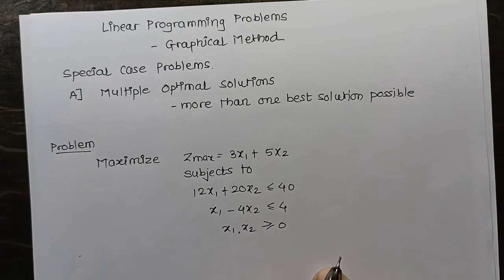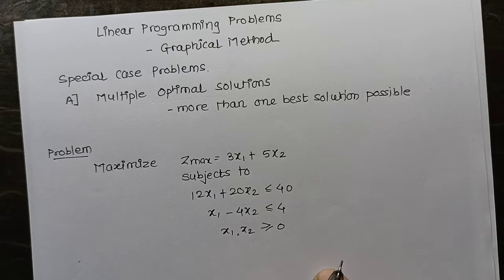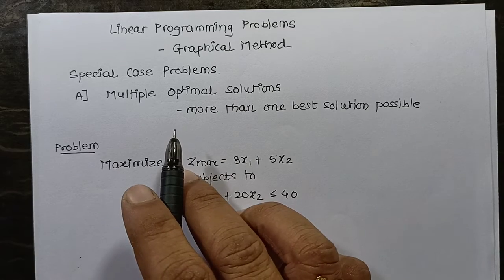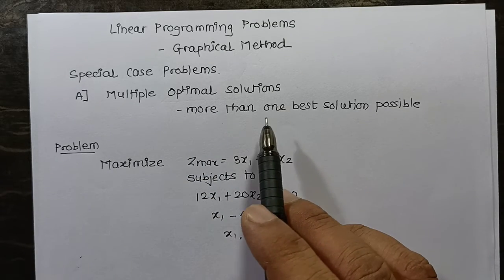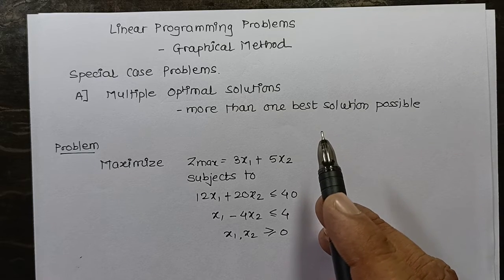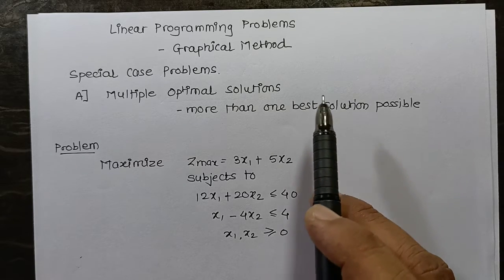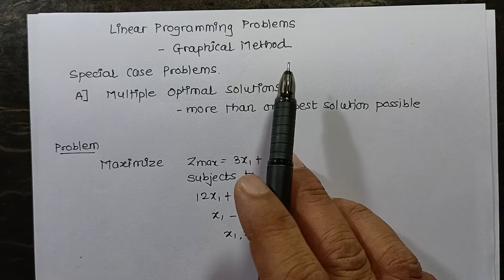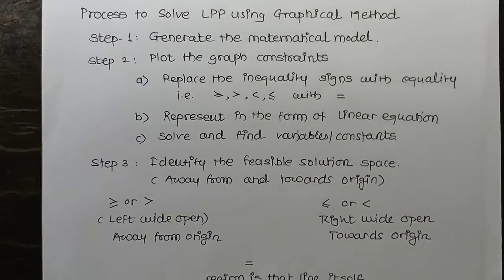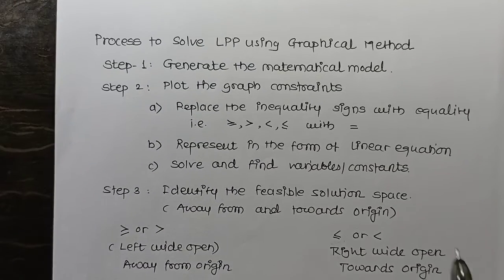Today we are going to see linear programming problems using the graphical method and a special case where multiple optimal solutions are possible. In my previous lectures I talked about linear programming problems, and how we solve them for two variables using the graphical method. This is very similar to that. Before I start, let me revise the steps we need to do.